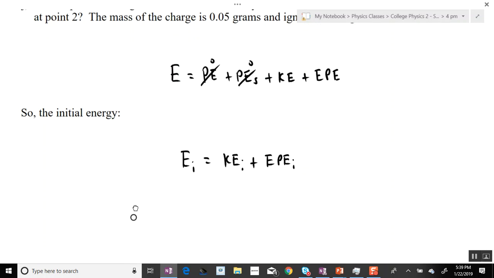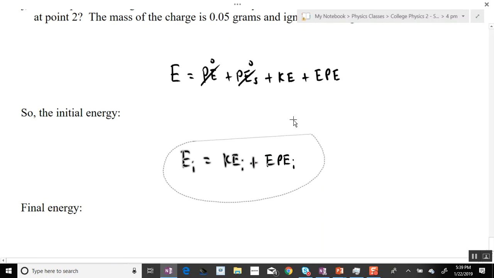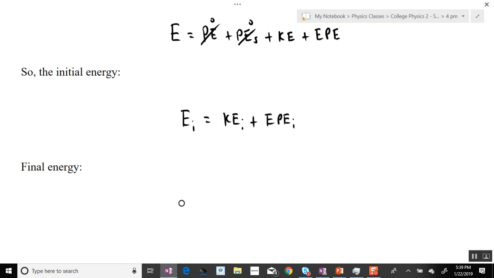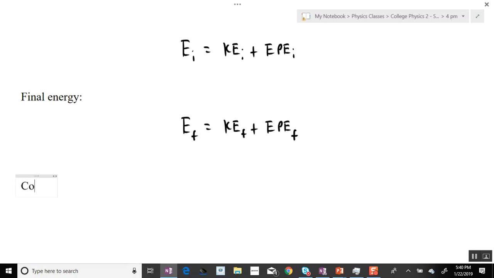The final energy is something similar. It's the same thing. You're just changing this to the final points, right? In other words, what's the kinetic energy at point 2? That's the final point. What's the electric potential energy at point 2? But once again, we do not know these two things. We know how much it changes by, right? So we have to put this into conservation of energy, which I kind of did on the PowerPoint, but let me just show you one more time in slow motion where this comes from.